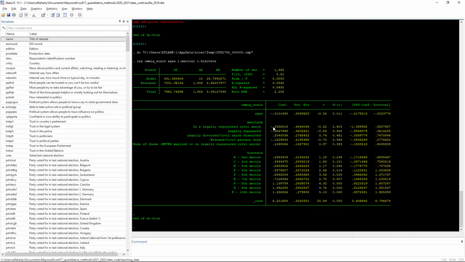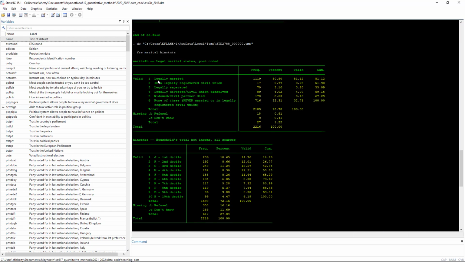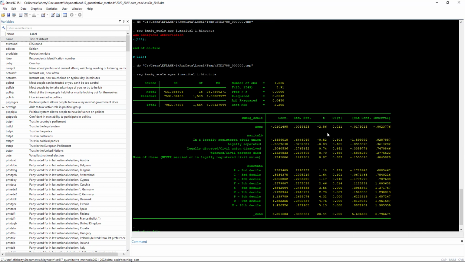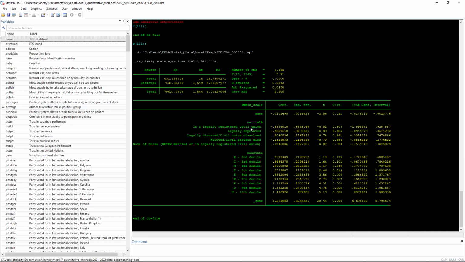In terms of marital status then, when we enter a categorical variable with the i. prefix, Stata is going to give us the effect of being in this group relative to the base group. Unless you tell it otherwise, the reference category will always be the first one. So in this case, it's legally married. So this is category 1 in the marital variable. So this is the effect of being in a legally registered civil union relative to being married, separated relative to married, widowed relative to married.